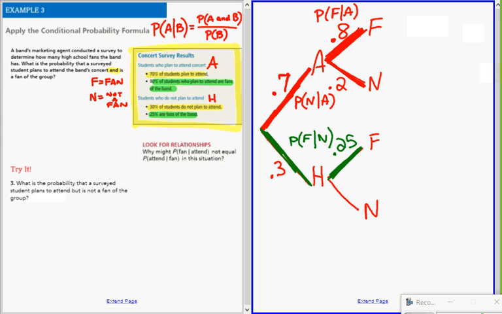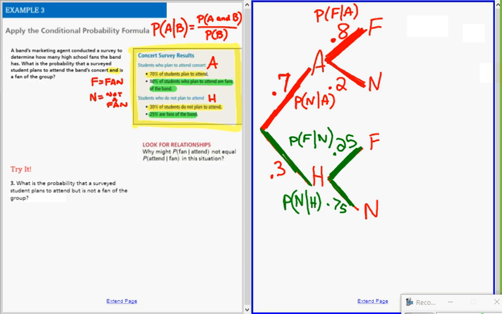And then there's one more to calculate. And that's going to be, if 25% of the students staying home do like the band, 75% of them, okay, of the students not attending, 0.75. That would be your probability. You're staying home out of the people, no, I did it wrong again. Out of the people staying home, you're not a fan. N given H.